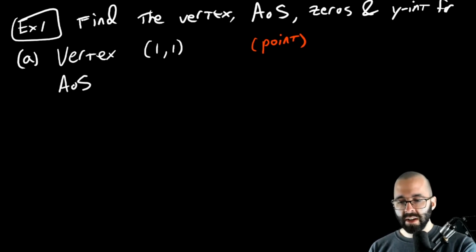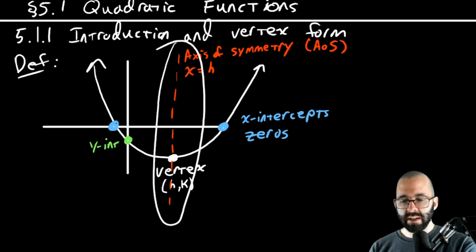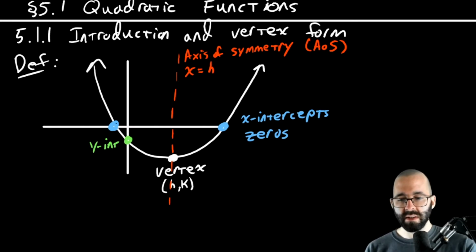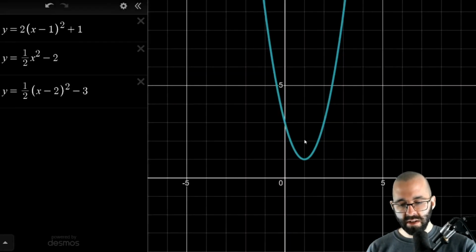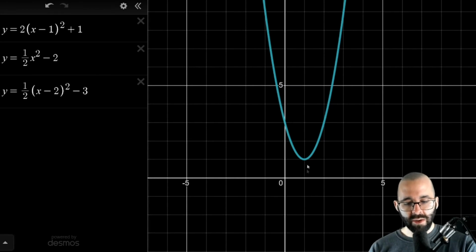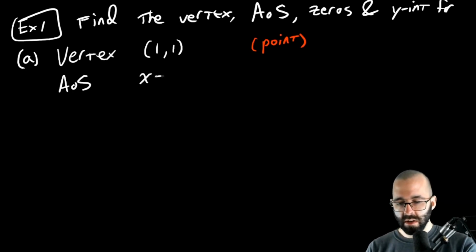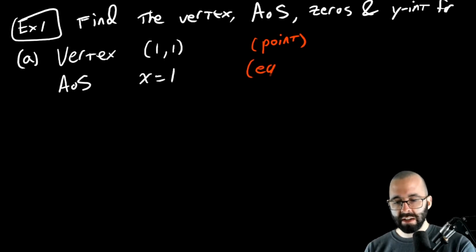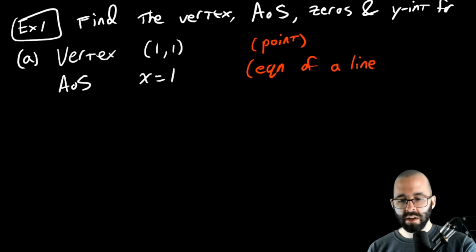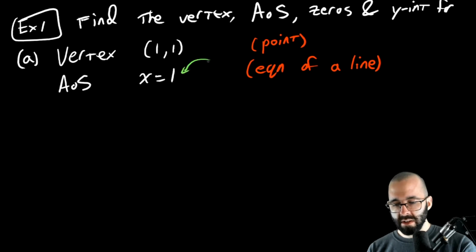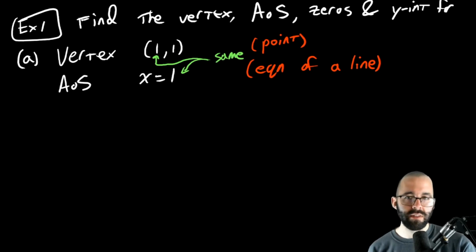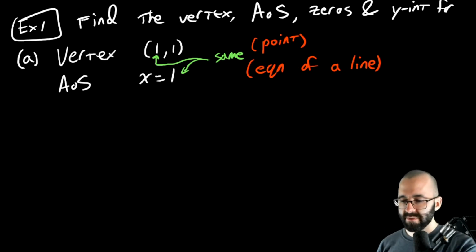The axis of symmetry, on the other hand, right? That's this vertical line, and it should always be answered as a vertical line. So where's the axis of symmetry here? It's the line that goes through the vertex. It always goes through the vertex. It's always this vertical line right here. This is the line x equals 1. So again, this is always the equation of a line. And notably, this value here and this value here are always the same, because the axis of symmetry always goes through the vertex.